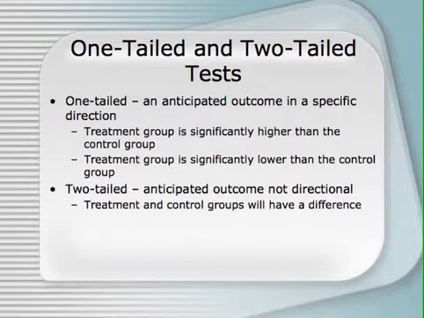And there are one-tailed and two-tailed tests. One-tailed tests are where you have an anticipated outcome in a specific direction, that your treatment or experimental group is significantly higher than the control group, or the treatment group is significantly lower than the control group. A two-tailed test is done when the anticipated outcome is not directional. So treatment and control groups will have a difference, but you don't know which direction.